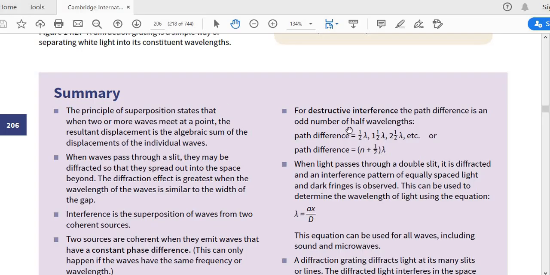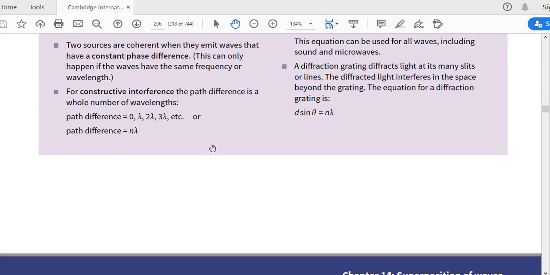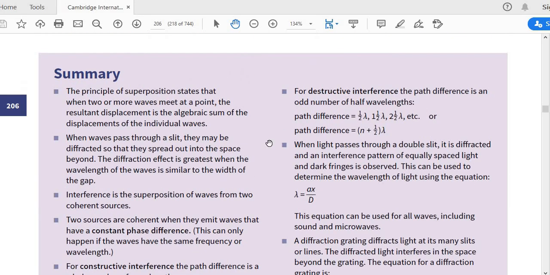Here the phase difference is 180 degrees, because one whole wave is 360. Here it is 360 plus 180. Here it is 0 degrees. Here it is 360 degrees. Then 360 times 2, 720. It's like that. Path difference we give in terms of wavelength. Phase difference we give in terms of angle.